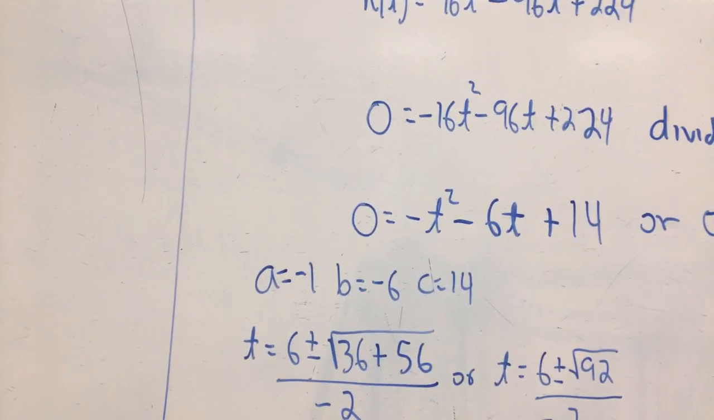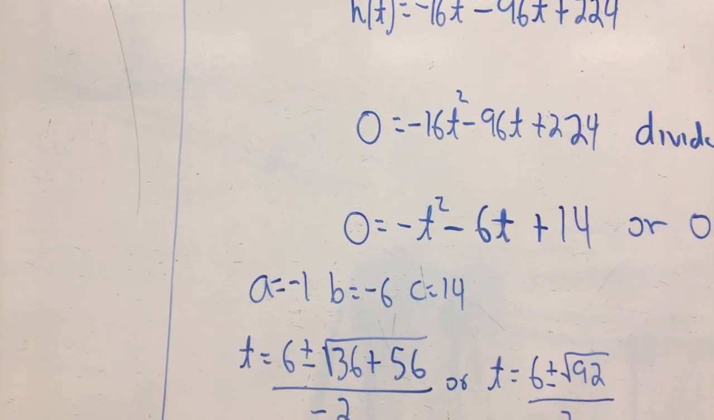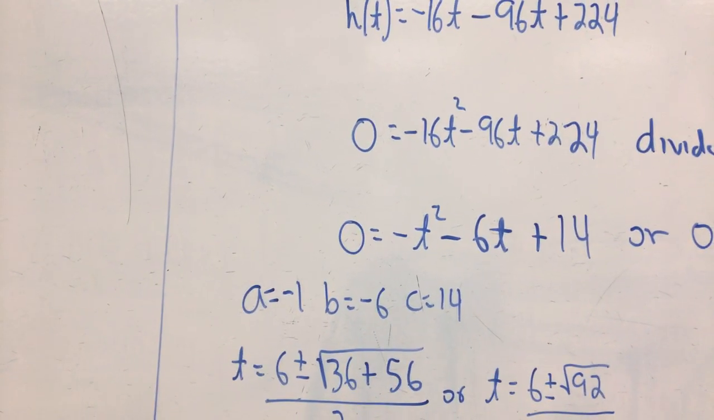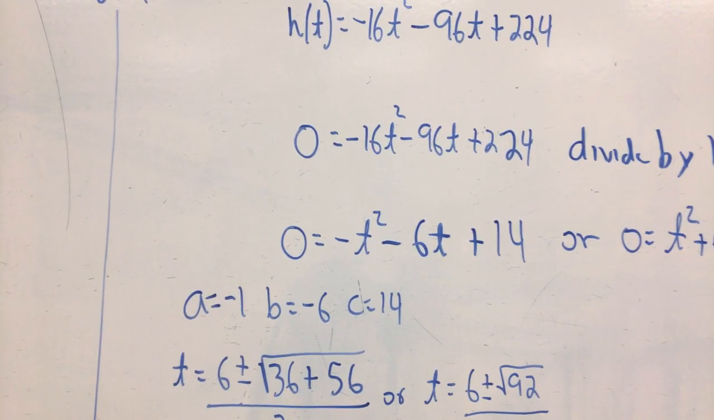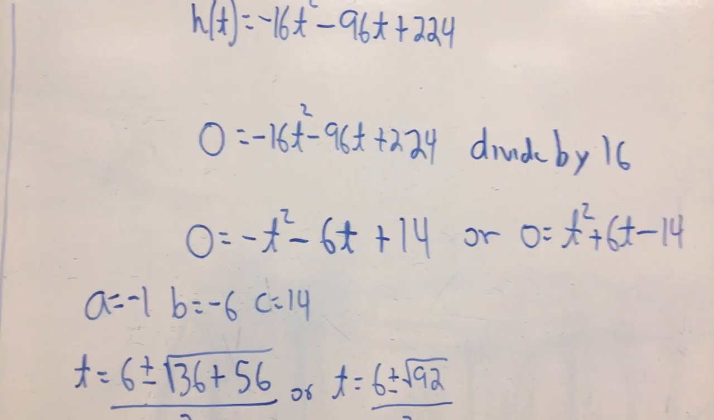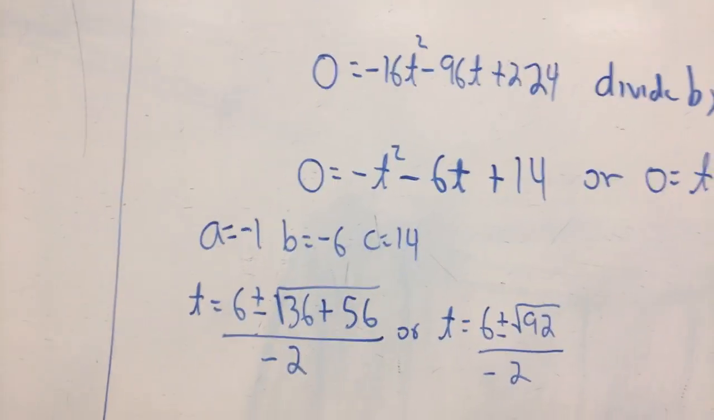You identify your A, your B, and your C. Remember, A is the coefficient in front of the squared term. In this case, it's a negative 1. B is the coefficient in front of the linear term. In this case, it's a negative 6. And 14 is the number hanging on the end. That's C. Plug them in.